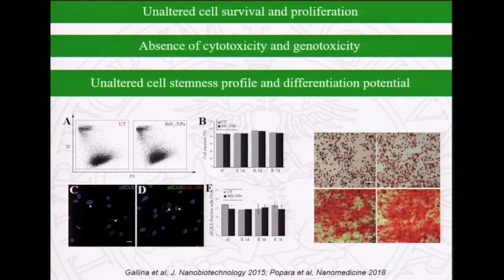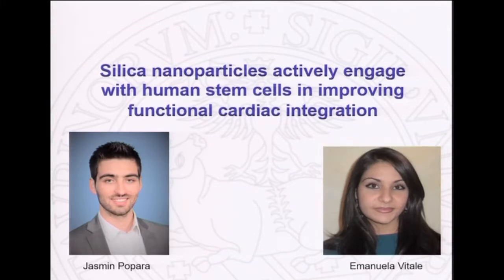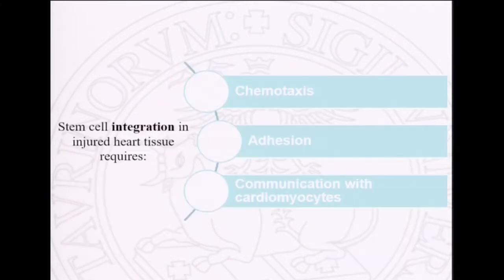And this occurs leaving cell survival and proliferation capability unaltered, in a complete absence of cytotoxicity and genotoxicity, and leaving the cell stemness profile and the differentiation potential of these cells unaltered. So they can actually be used for stem cell imaging. But we became even more interested in these nanoparticles when we saw that they actively engage with human stem cells in improving functional cardiac integration. We are very interested in cardiac regenerative medicine in our lab, and this was essentially due to the work of Yasmin and Emanuela in the lab.